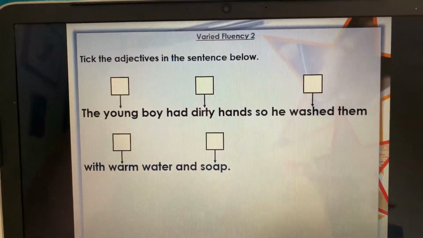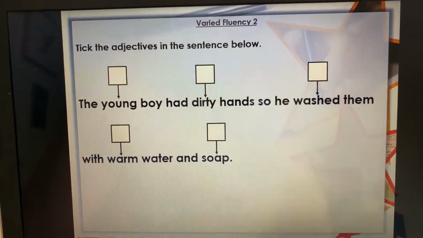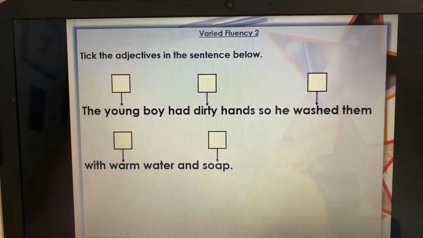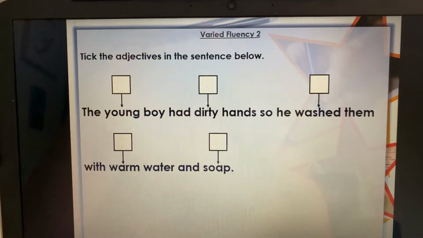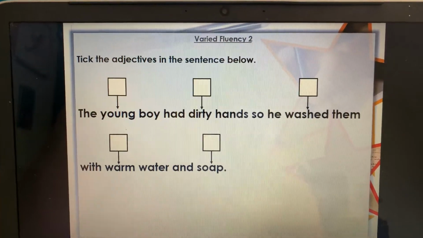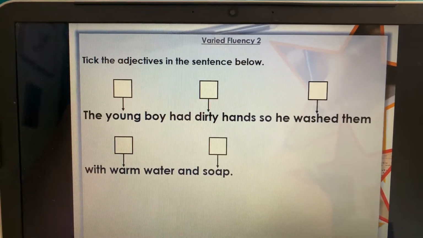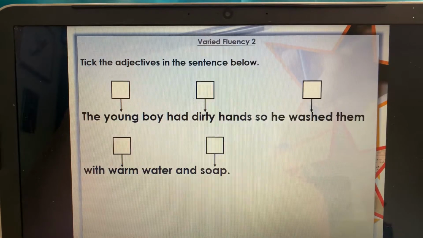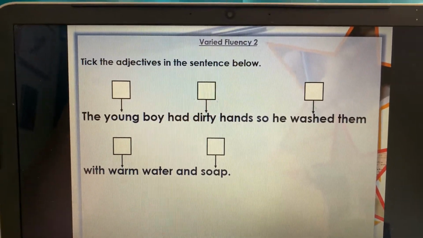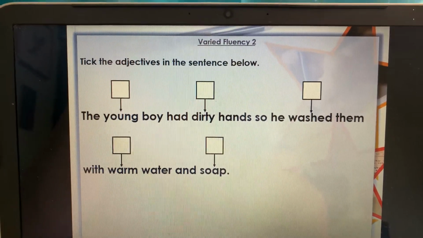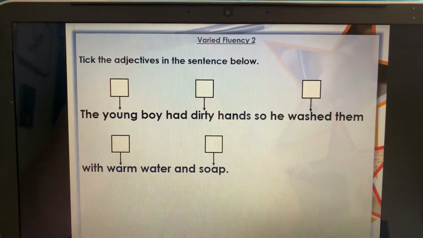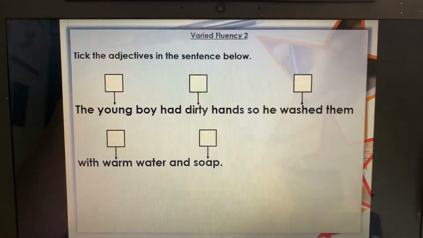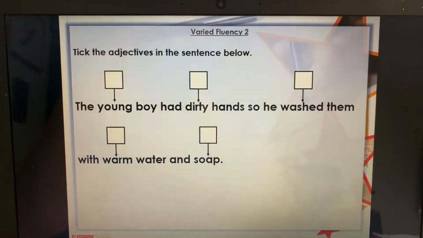Now, you get these in tests a lot, where you have to read a sentence and they will ask you to tick where the adjectives are. What you need to do is look for adjectives, words that describe a noun. So if you look for the nouns first in this sentence, I think I can see 1 noun, 2, I can see 3 nouns. The adjectives will come before a noun. So let's have a look.